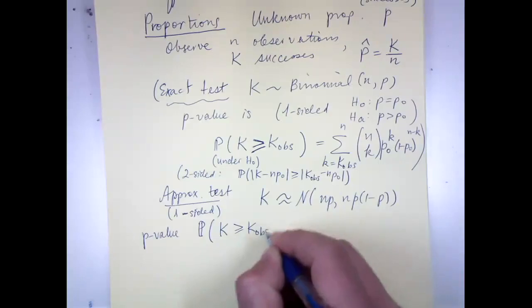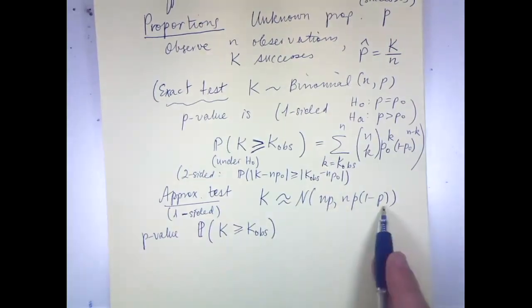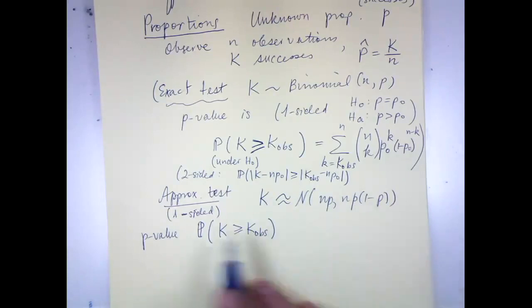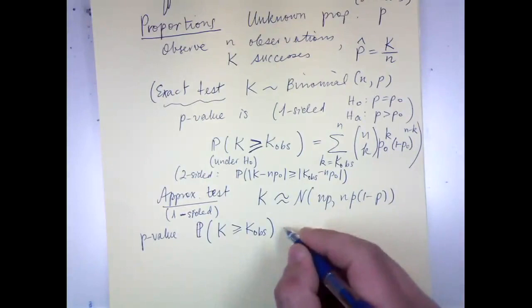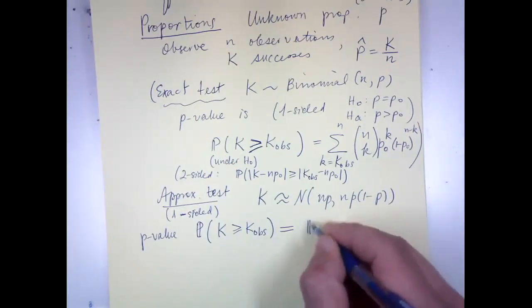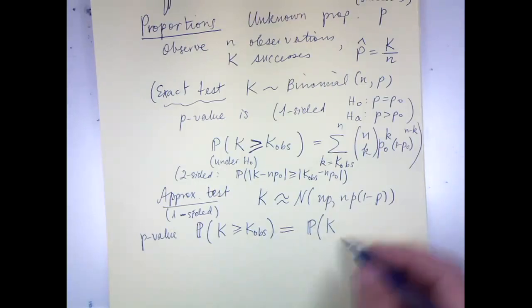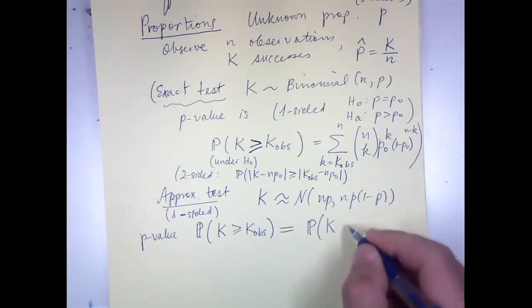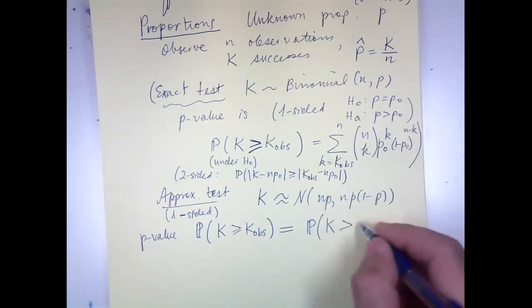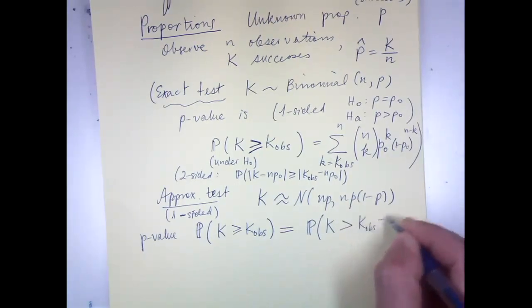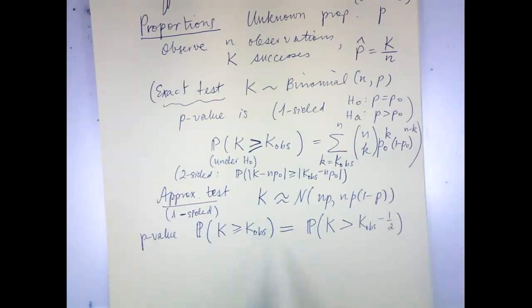You could straight away plug that into the normal approximation, but for this one sample proportion test, I'm going to suggest you do something different. In the discrete setting, k is a number. So to say k is greater than or equal to k observed, that's just as good as saying that k is greater than, or greater than or equal, it doesn't matter, k observed minus a half. Those are exactly the same because k observed is a whole number. It's like 3. So in the example where you observe 3, you say the probability k is at least 3. Convert that to k strictly greater than 2.5.